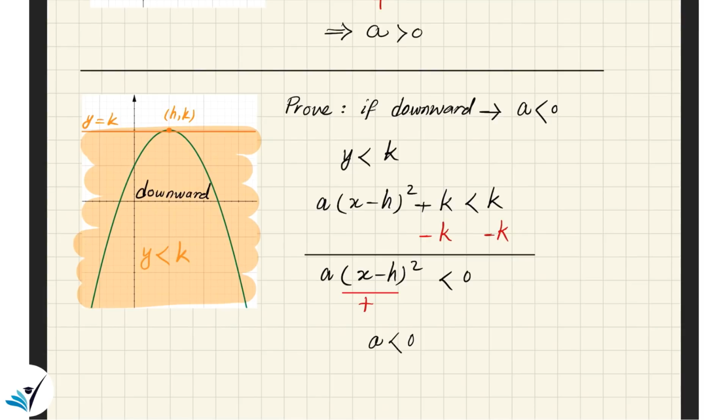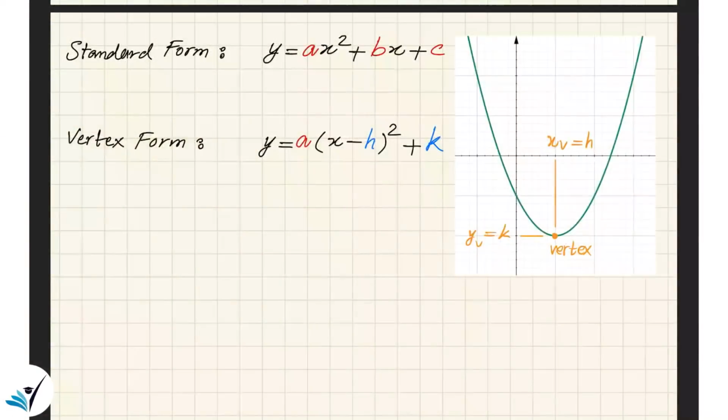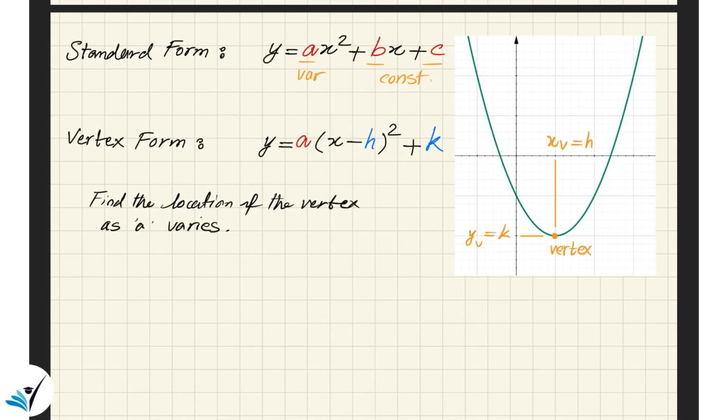Now let's see how the location of the vertex changes as a varies. Here we have the standard form as well as the vertex form of the parabola, and also you see the graph of a hypothetical parabola. In the standard form, a is a variable, b and c are constant. Our goal here is to find an equation that gives us the location of the vertex as a varies. We are going to start by using the relationship between h and k in the vertex form and a, b, and c in the standard form.